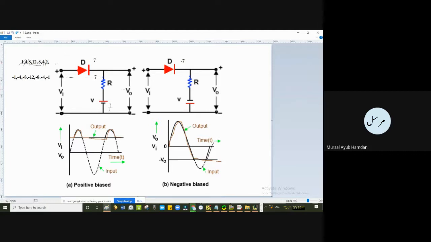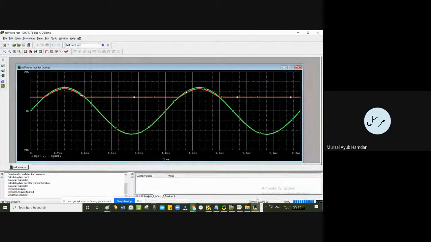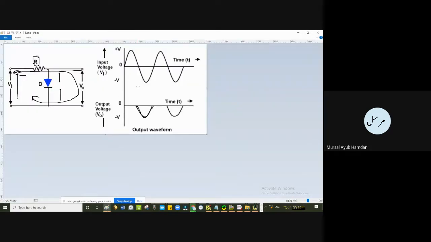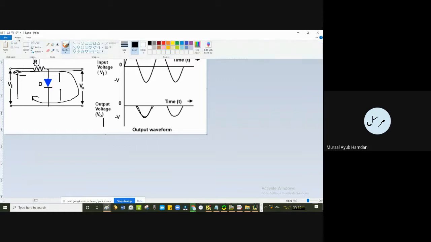Or if it is placed in parallel, with the resistance kept at the place of the diode and the diode at the place of the resistance, we call it shunt type. So now let us discuss the shunt type of clippers. Now for that, let me go here. This is the shunt type.